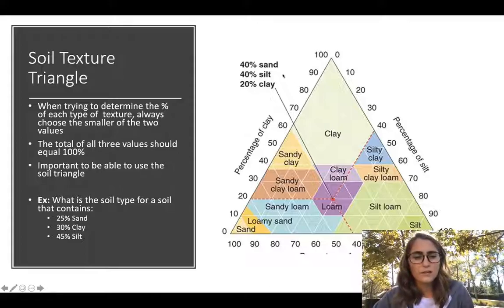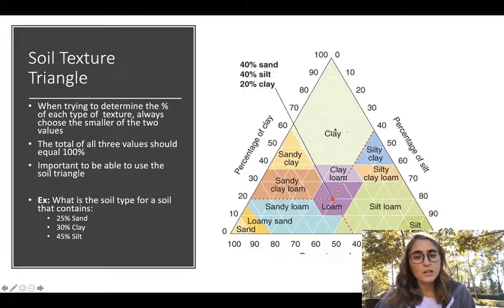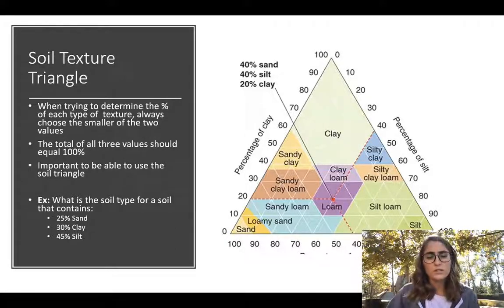Now, this triangle that you're looking at is called a soil triangle, and this is the triangle that we use to determine the type of soil we have. You can see on here we've got clay, sandy loam, loam, and so on. These are all just different combinations of sand, silt, and clay. Do you have to memorize all of these different types of soil? No, definitely not. But what you do need to do is understand how to use the soil triangle. A really common AP question would be something like this: what's the soil type for a soil that contains 25% sand, 30% clay, and 45% silt? And I'm going to show you how to do that right now.